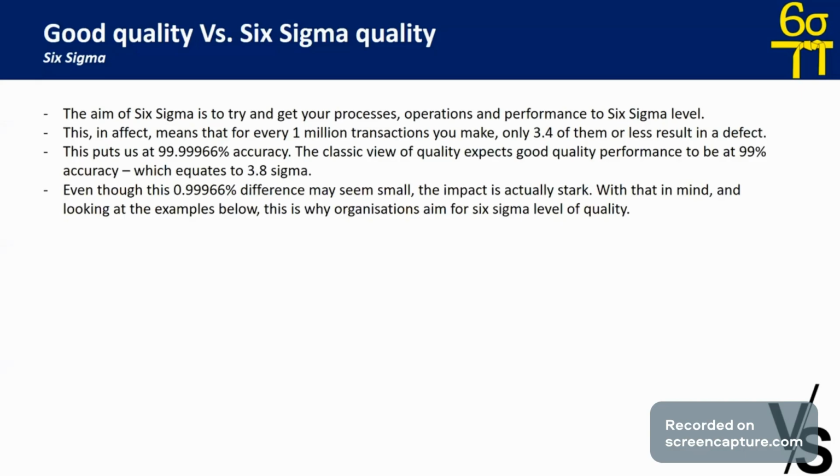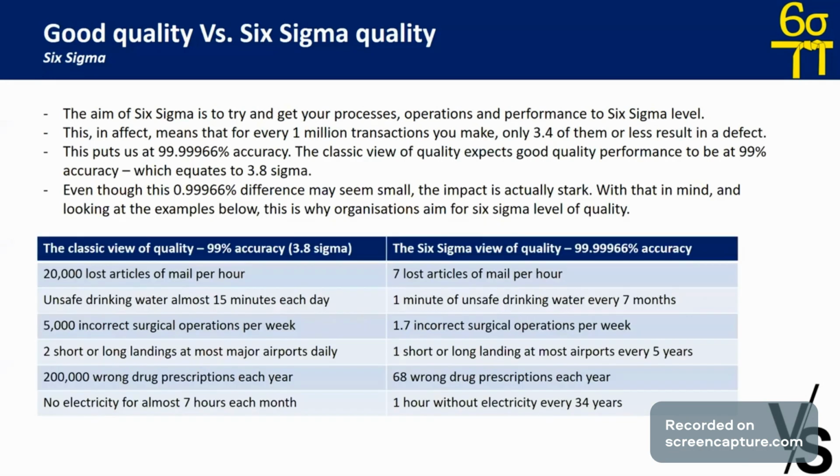So even though the difference here is 0.99966%, and this may seem small, the impact is actually quite significant. Think about that. That's less than a percentage difference, but the sigma difference is 2.2. That's a big sigma difference. That's nearly 40% difference. So let's look at some examples of the difference between the two.